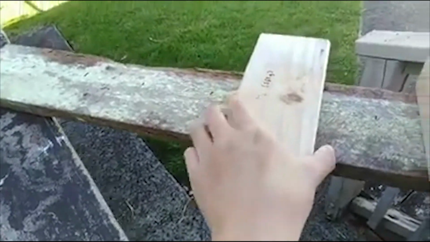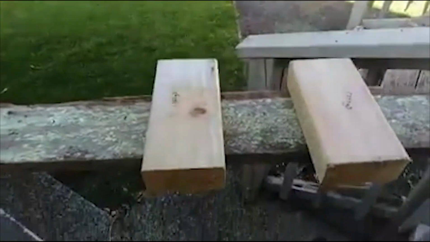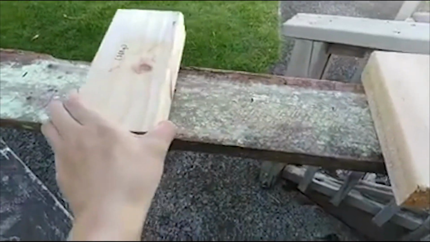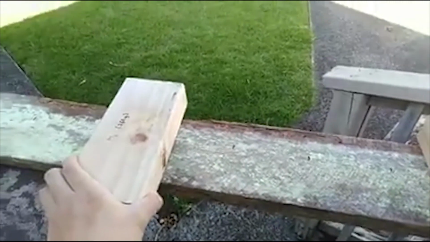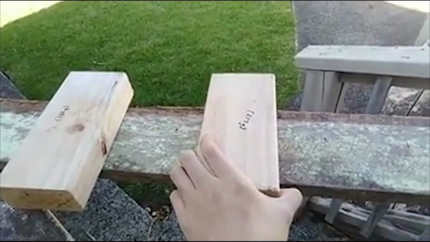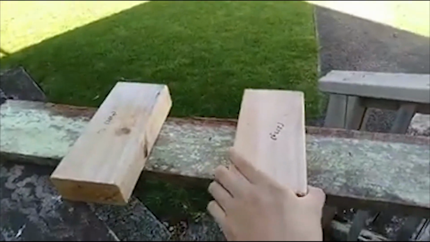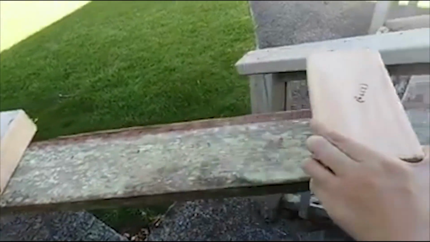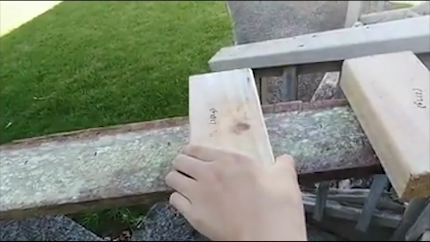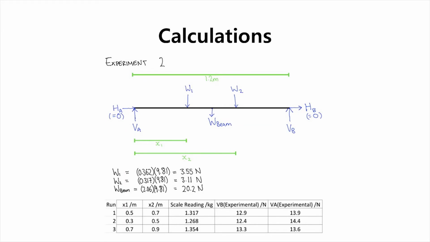We first placed the 362 gram block 0.7 meters and the 317 gram block 0.5 meters from point A and recorded the scale reading. Then we put the 362 gram block 0.5 meters and the 317 gram block 0.3 meters away from A and recorded the scale reading. Lastly, we put the 362 gram block 0.9 meters and the 317 gram block 0.7 meters away from A and recorded the scale reading. Here, we drew a free body diagram of the plank showing the forces acting on it.